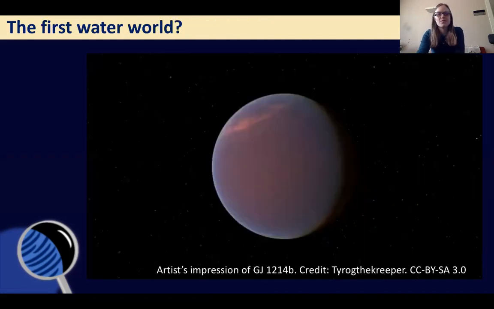Everybody decided it's the first water world and it's going to be fantastic. However, there was one thing that hadn't been considered that could also produce a really, really flat spectrum.